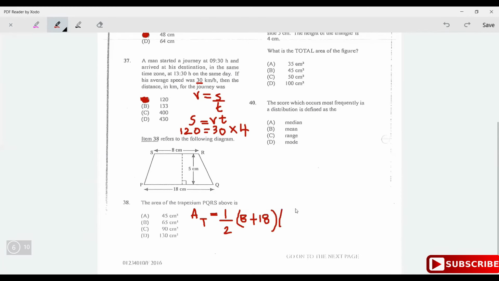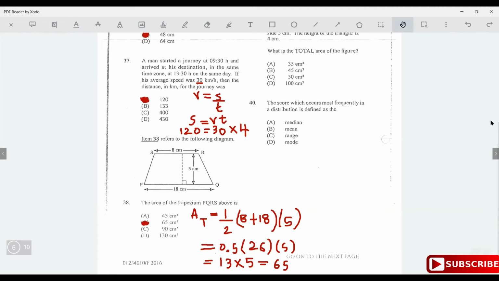All right, nice. And so 8 plus 18 is 26. So you're getting a half times 26 times 5. Now a half of 26 is 13. So that works out to be 13 times 5, and 13 times 5 is 65. Easy question, which is option B. Easy.